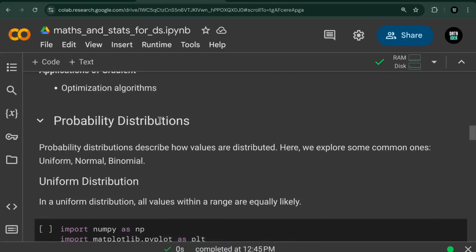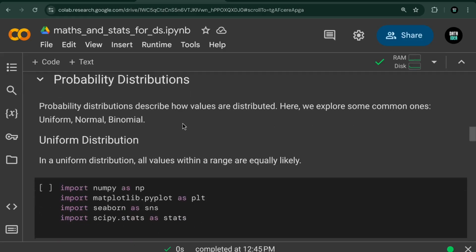All right, let's talk about probability distributions. Probability distributions basically describe how the values that we have gathered through any data collection process are distributed. I'll be talking about only the uniform, the normal, and the binomial distribution. And there is so much more. I will put a link in the description also, so you can research more on this, and also any other distributions that exist.